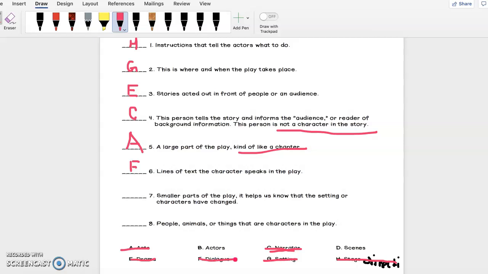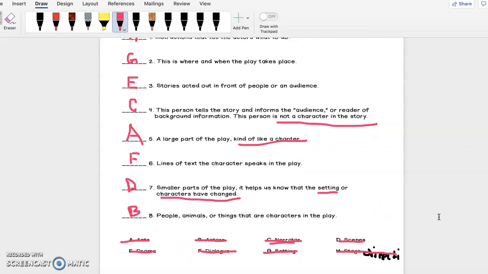Seven, smaller parts of the play. It helps us know the setting. This is key, and the characters that have changed. Remember, each one of these has a different setting and characters. These are the scenes. Think back to what we learned yesterday. Okay. And then eight, people, animals, or things that are characters in the play. That's easy. Those are the actors.